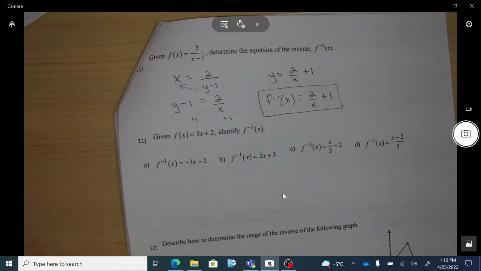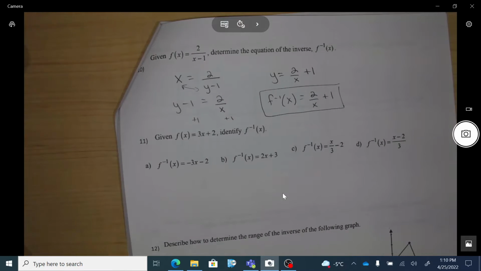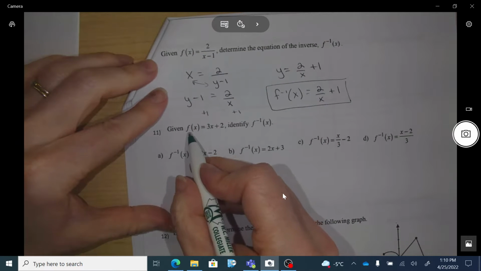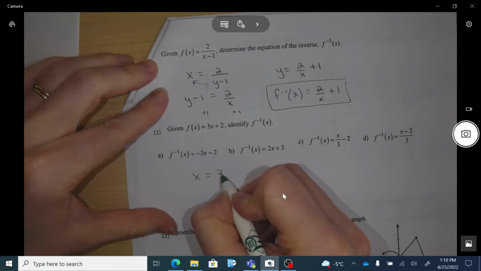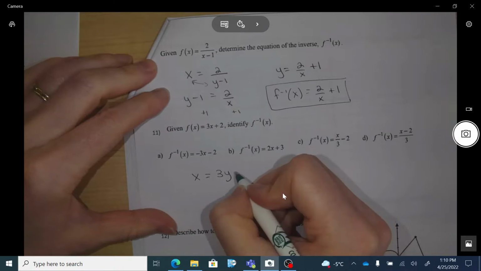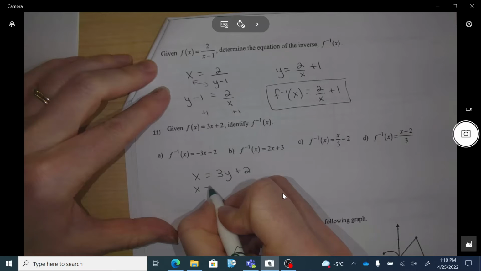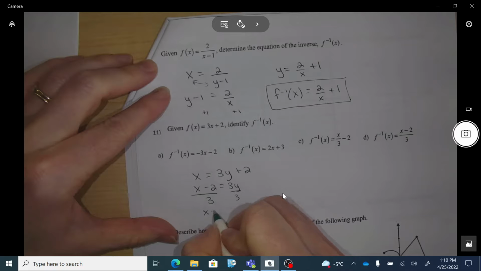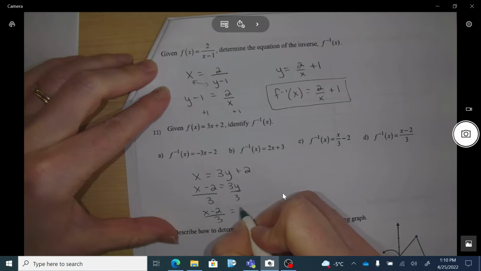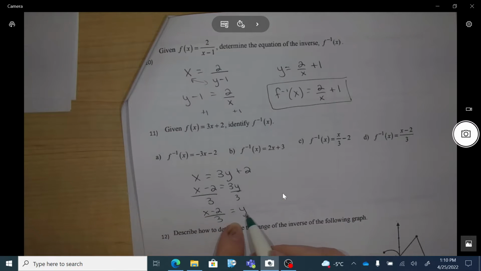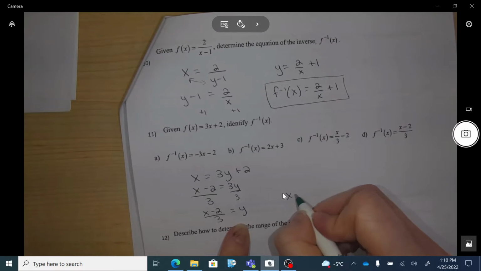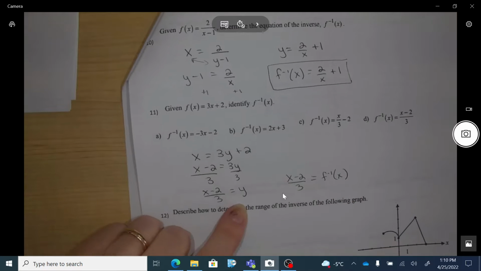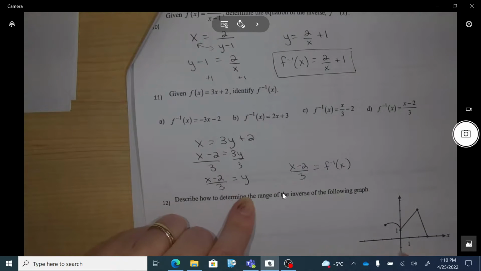Okay, number 11. We are given that we need the new equation. So I'm going to switch this y. This is y, so I'm going to switch it with x. Just put the x, I'm going to switch it with a y. To solve, I'm going to subtract 2, and then I'm going to divide by 3. And then obviously this is now, instead of y, I'm just going to rewrite it with the inverse. So that matches D.